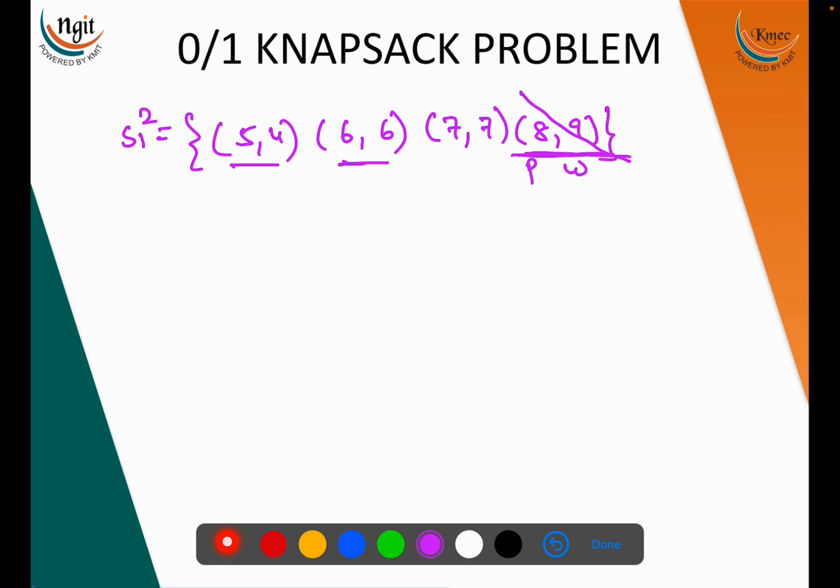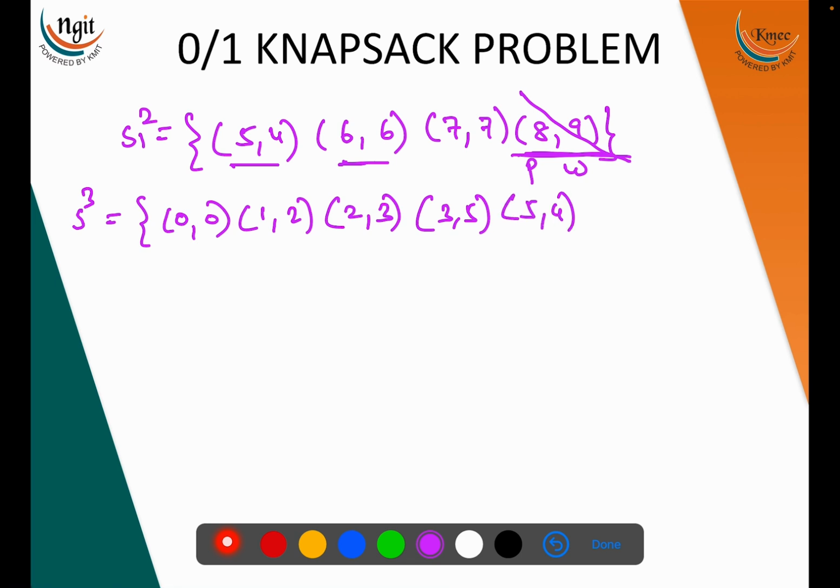That's what I'm ignoring the value, or I'm cutting the value from the set. Now the S3 set is equal to (0,0), no item is in the bag; (1,2), first item is in the bag; (2,3), second item is in the bag; (3,5), both the items are in the bag; (5,4), third item is in the bag; (6,6), third item and first item are in the bag; and (7,7).